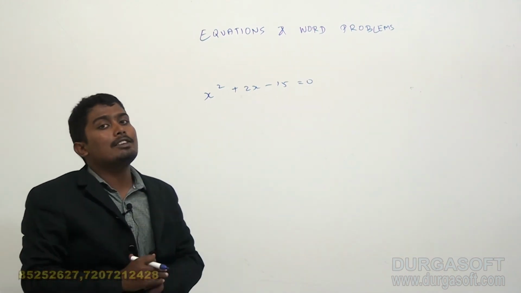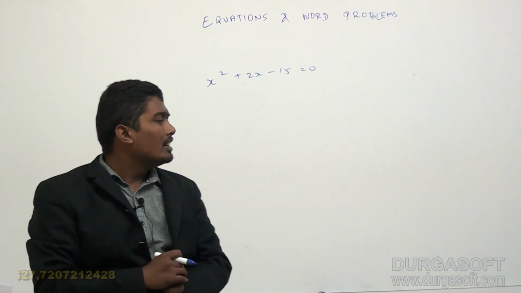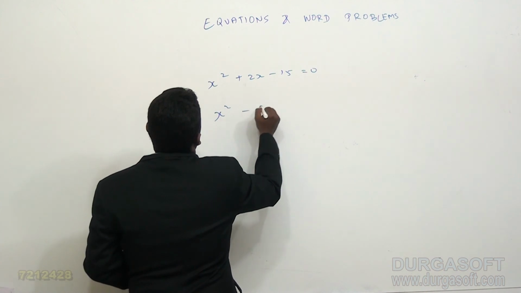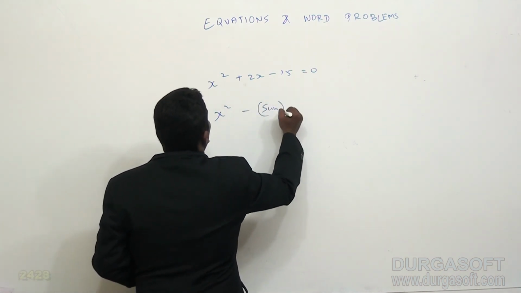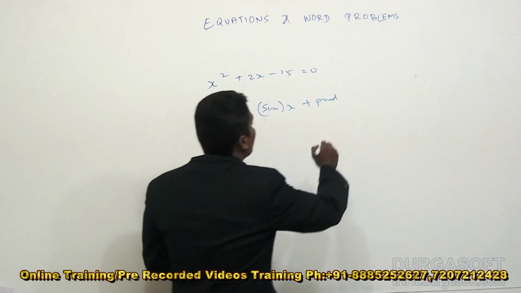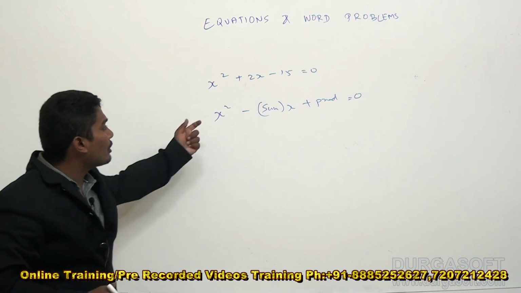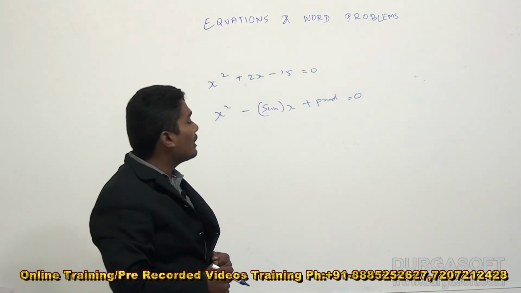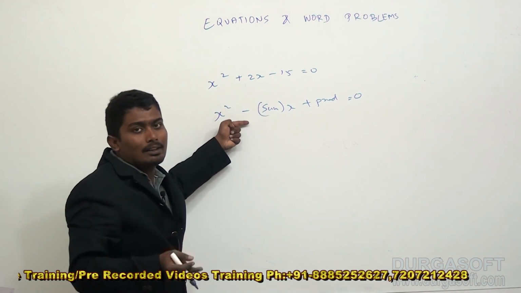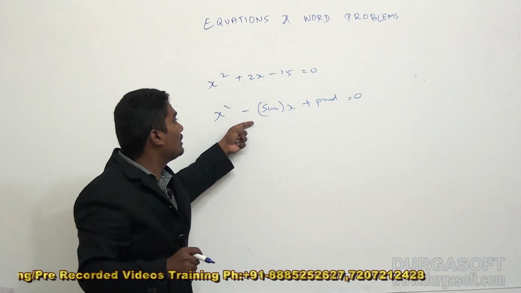I can do this either using the formula method or using the solving method. So here I will use the solving method. The solving method's form is x square minus sum of roots into x plus product of the roots, equal to 0. So this is the normal form of a quadratic equation. Here the sign of the sum of the roots, that is the x term, should be negative.